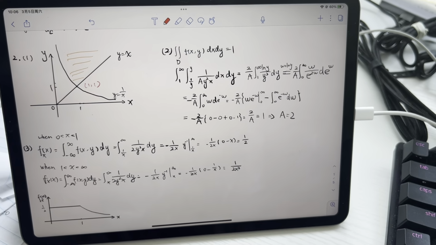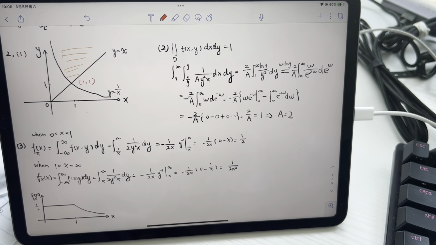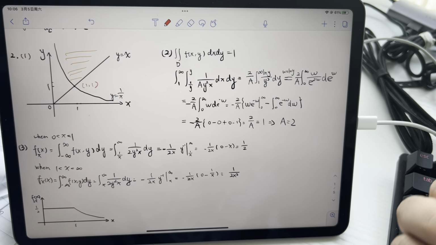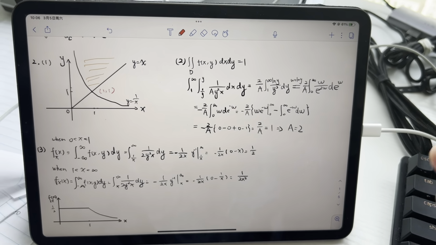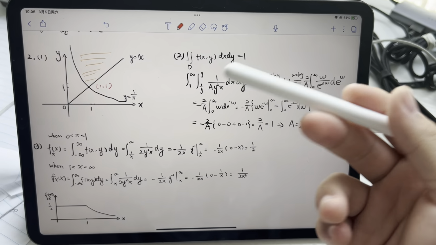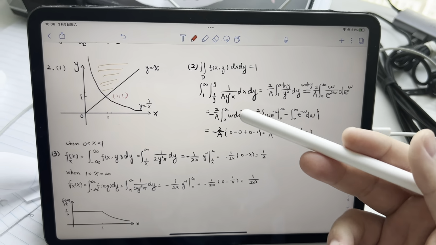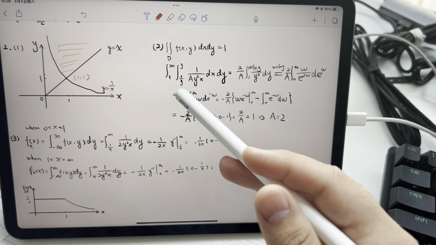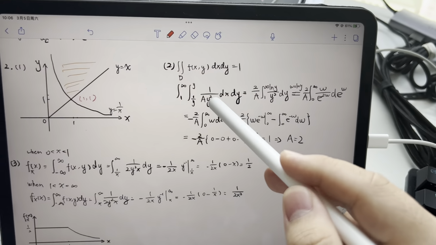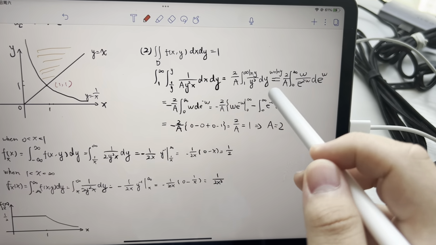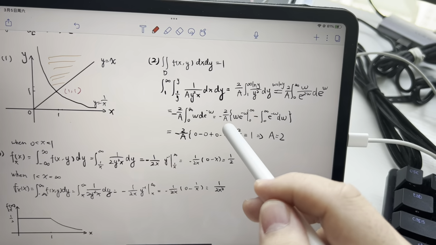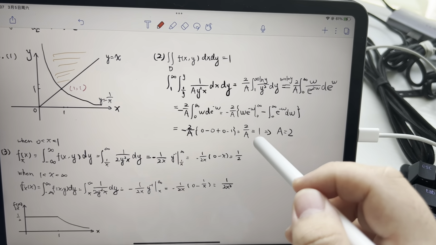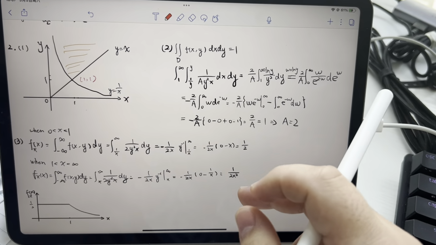Second question, find A so that fxy is a valid joint density function. When it is a valid joint density function, the integral of this one equals 1. So we use the formula and put this in here, and we calculate this, and then we got that 2 divided by A equals 1, and we solved A equals 2.